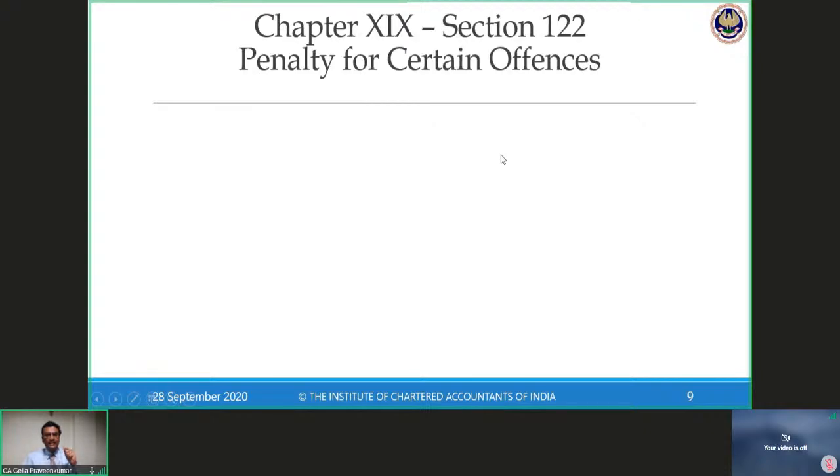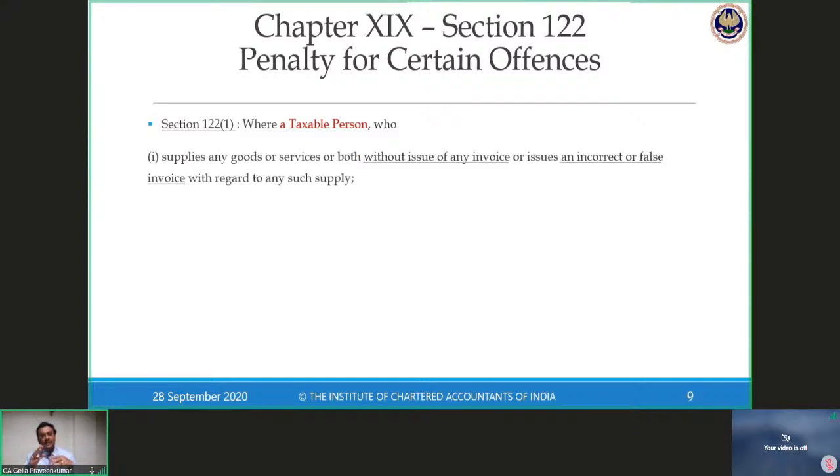Coming to our further discussion, section 122 starts with where a taxable person. Now friends, the definition of taxable person: a registered person, a person liable to get registered. A person registered under the GST law and a person who is liable to get registered is covered in the term called taxable person. Where a taxable person who supplies any goods or services or both without issuance of an invoice, or issues an incorrect or false invoice with regard to any such supply. Now here they are referring to the term called supply. You're making a supply without issuance of an invoice.